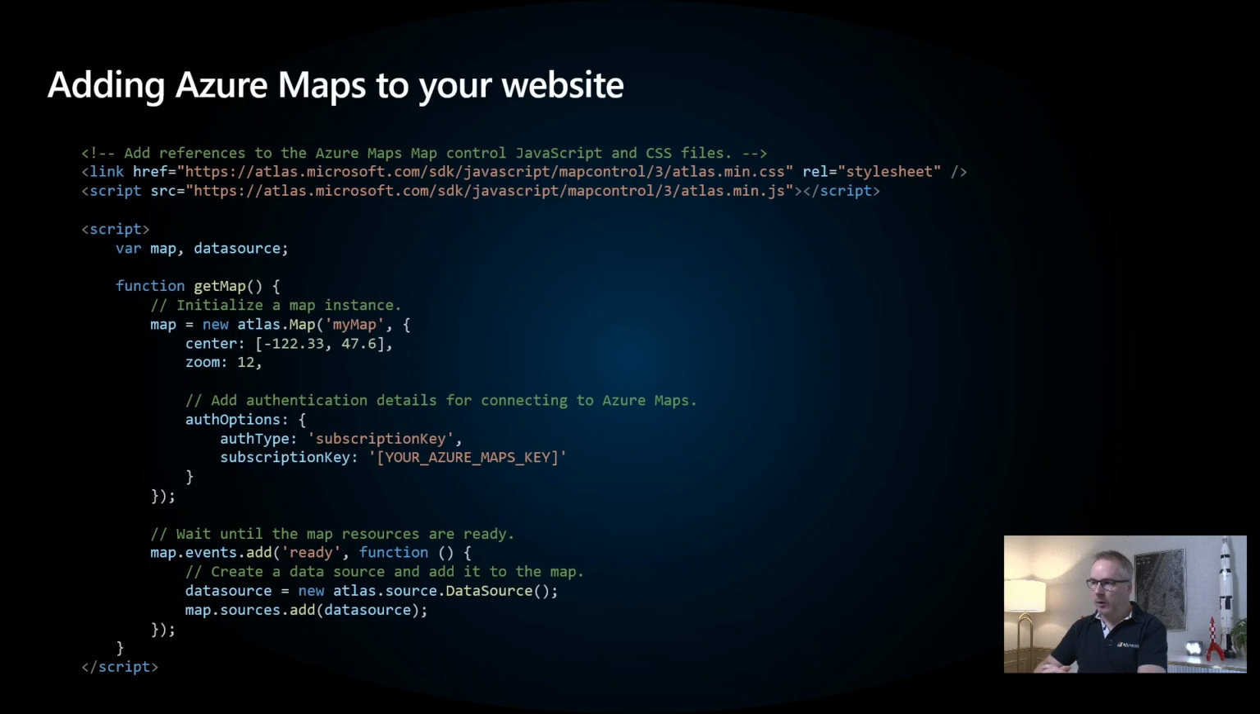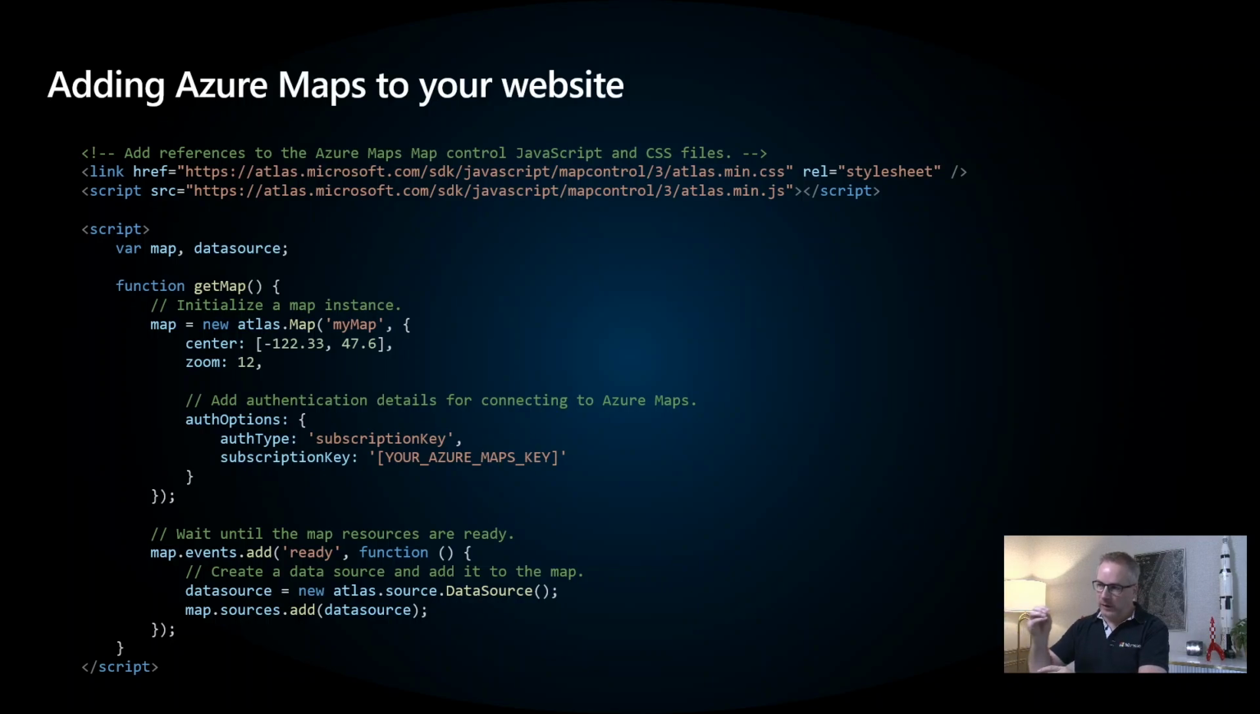And then we have a small piece of code that is going to create a map control. That map control has a center point and a zoom level, and we need to specify our subscription key or Azure Maps account key. I will show you later on how to do that.